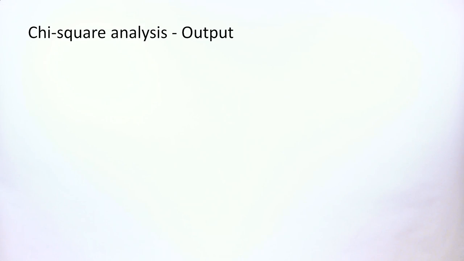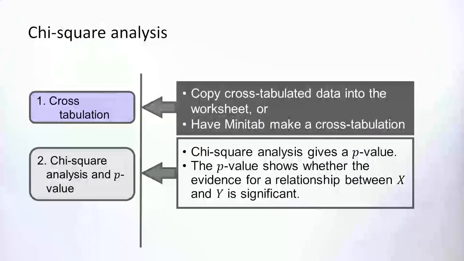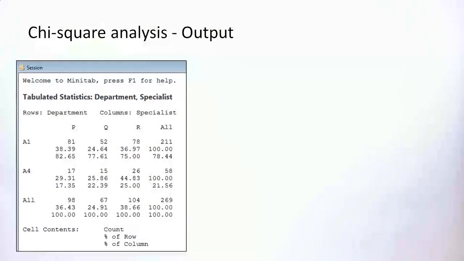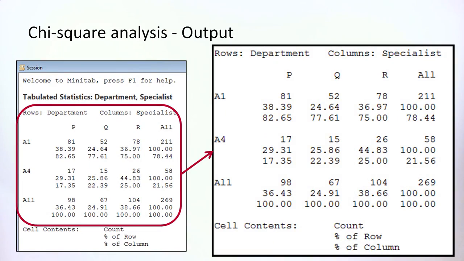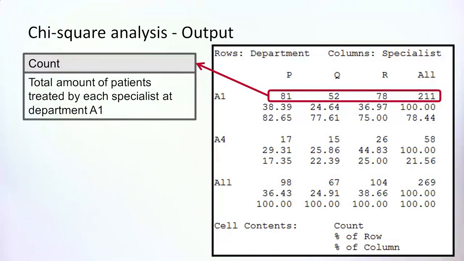Let's take a look at the output. Remember that our first step of chi-squared analysis was to take a look at the cross tabulation? Well, this is a cross tabulation, and it gives us a lot of information. The top rows show us how many of these patients were treated by each specialist at Department A1. For example, at Department A1, 52 patients were treated by Specialist Q.